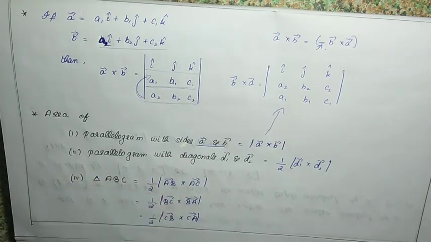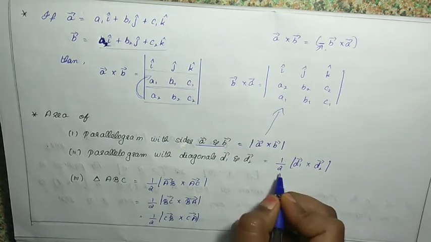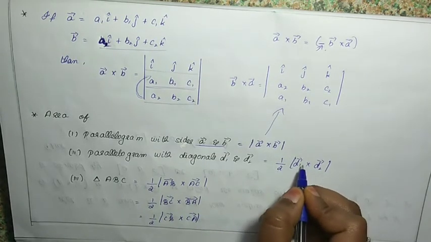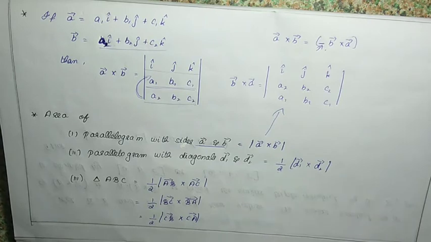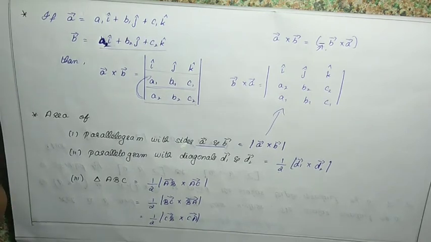If the diagonals are given, the only thing is that you will be crossing the first diagonal with the second diagonal, and dividing by 2. Half of mod of d1 vector cross d2 vector. That's it. This is the area of the parallelogram. If sides are given, it is the mod of A vector cross B vector. If diagonals are given, half of mod of d1 vector cross d2 vector.